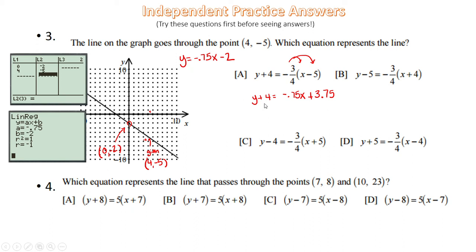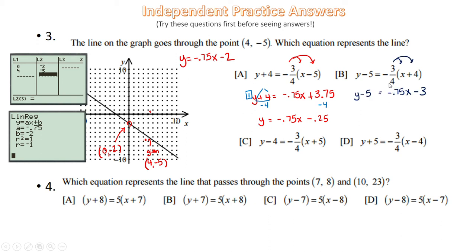So since I have y plus 4 on the left-hand side, in order to get y by itself, I need to do minus 4 on both sides of the equation, and then it'll give me the equation as -0.75x - 2.5, which is not what we're looking for. So we're going to go to B.